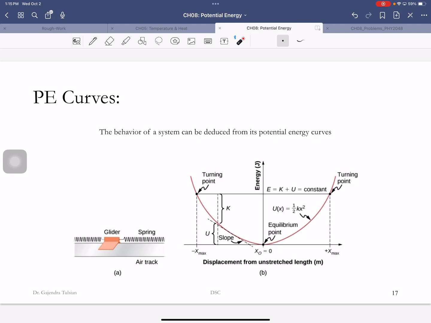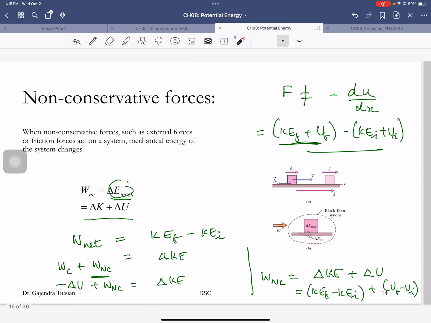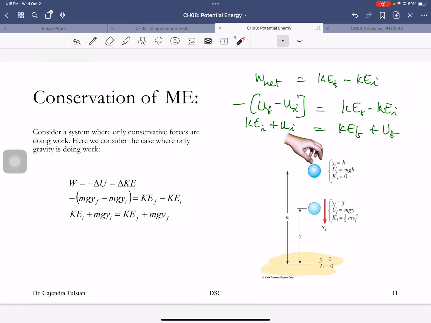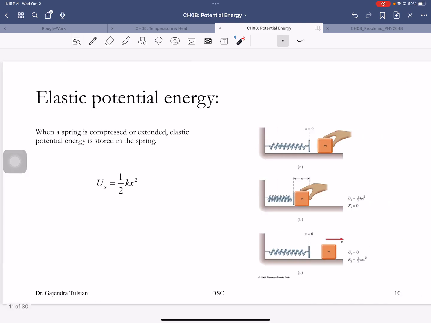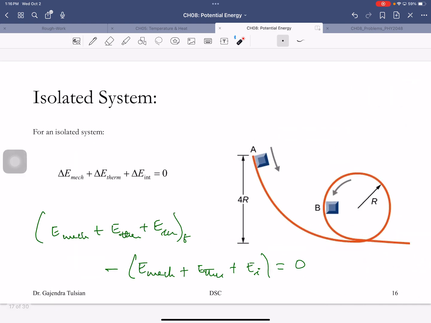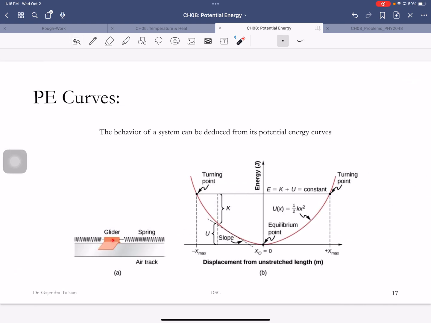So here's an object attached to a spring. You can think of this as a mass attached to the spring. This is the equilibrium position of the glider. If you push it to the right, this spring compresses and this spring stretches. When a spring compresses or stretches, its potential energy increases.